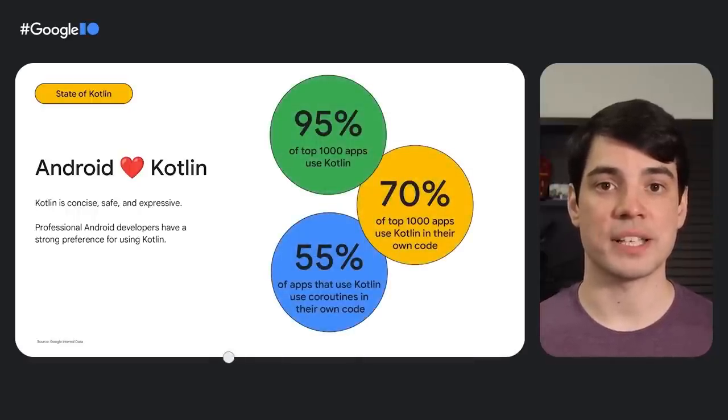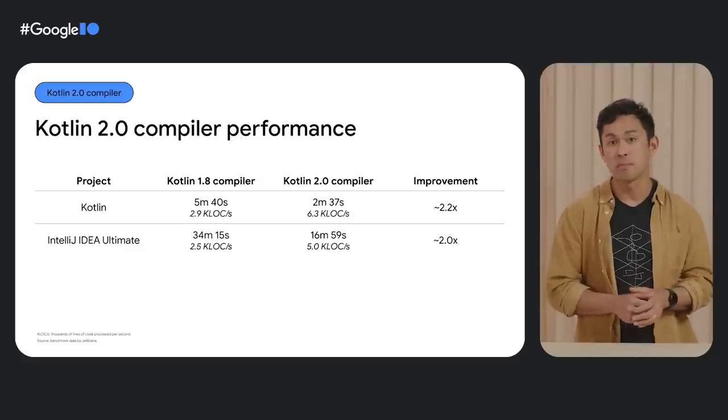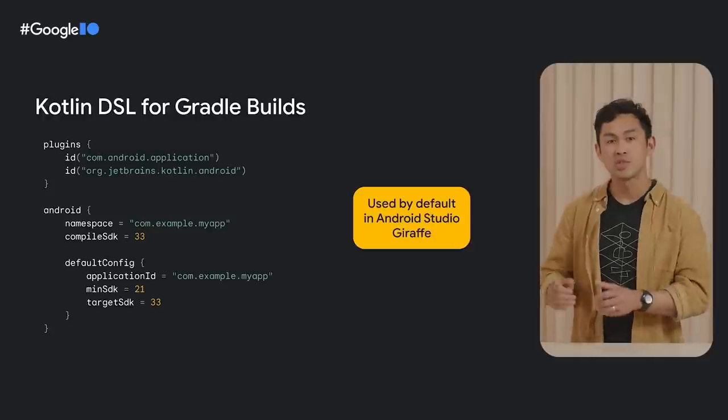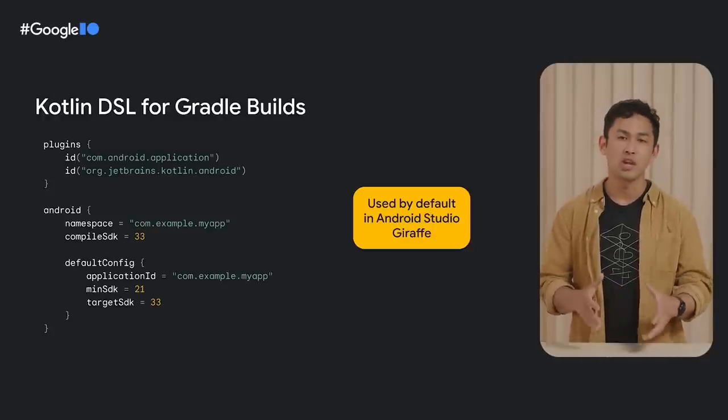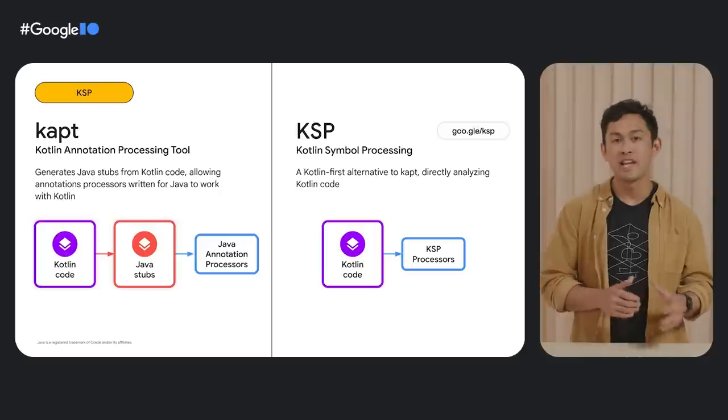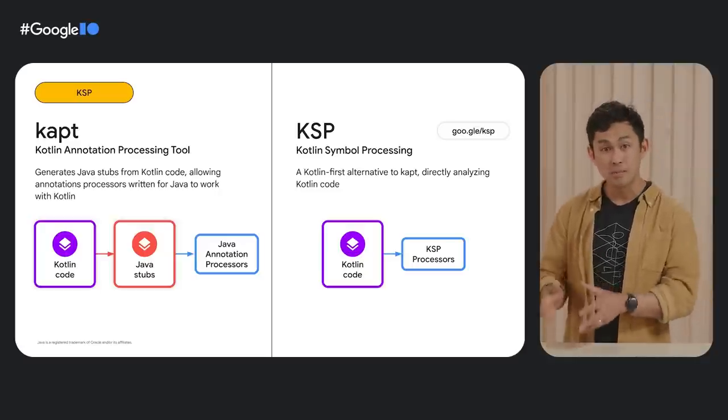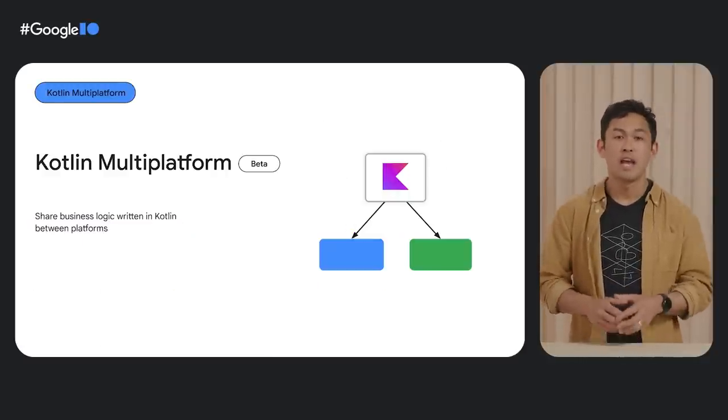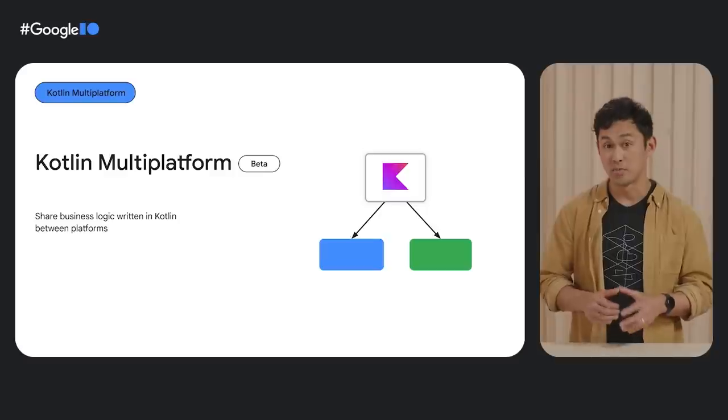The talk covers topics like the new K2 compiler, which can speed up builds twice as fast, Android Studio support for Kotlin script so that you can use Kotlin in your build files, the advantages of migrating over to use Kotlin Symbol Processing instead of KAPT, and ongoing efforts to support Kotlin on multiple platforms.